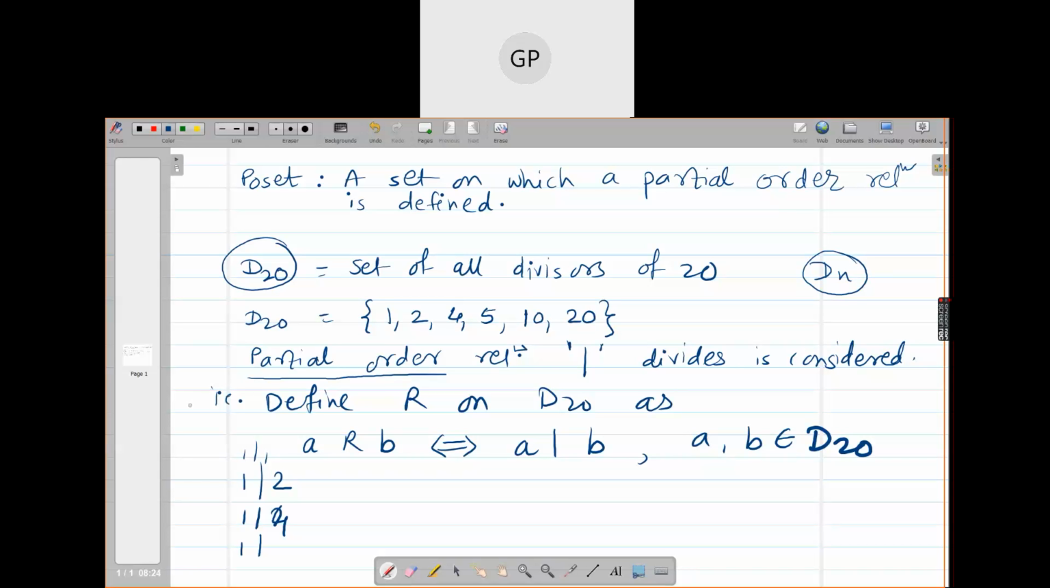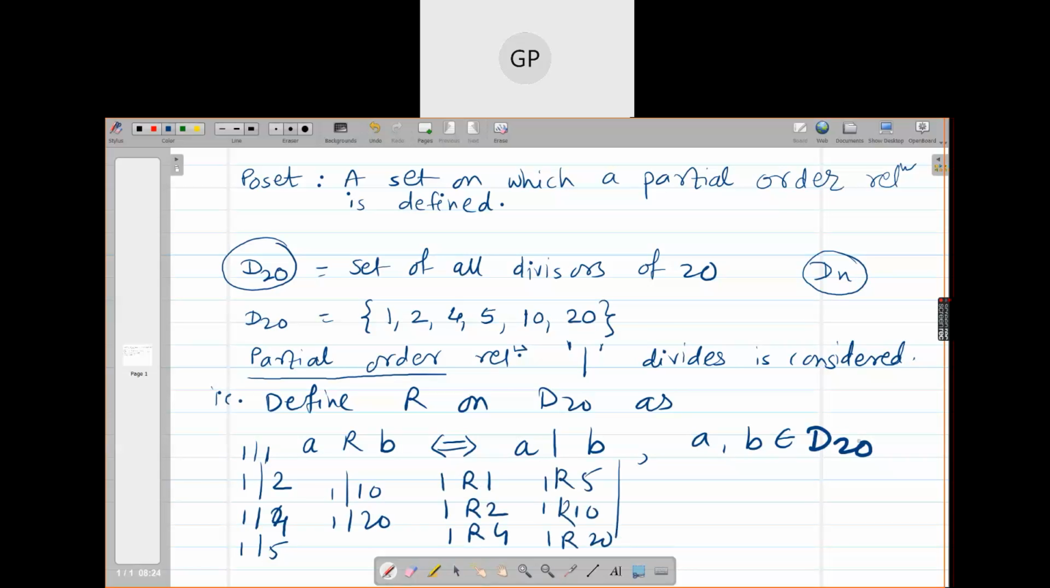Partial order relation means what? What do you mean by partial order relation? A relation which is reflexive, antisymmetric and transitive. Reflexive means every number divides itself. 1 divides everything. 1 divides 5, 1 divides 10, 1 divides 20. So if this happens, 1 is related to every element. 1 is related to 1, 1 is related to 2, 1 is related to 4, 1 is related to 5, 1 is related to 10, and 1 is related to 20.